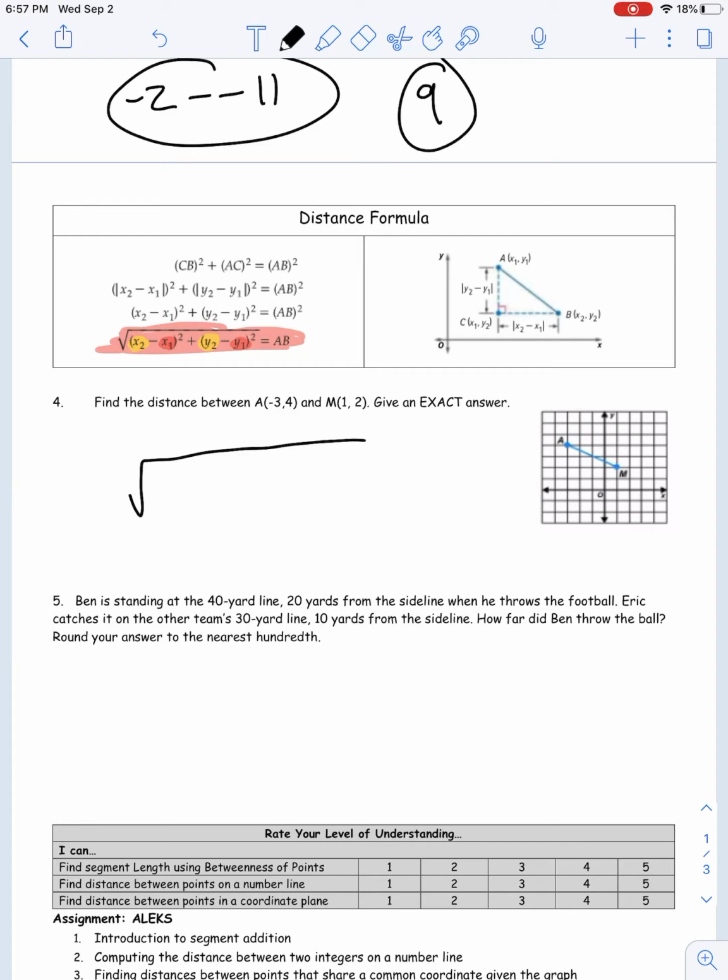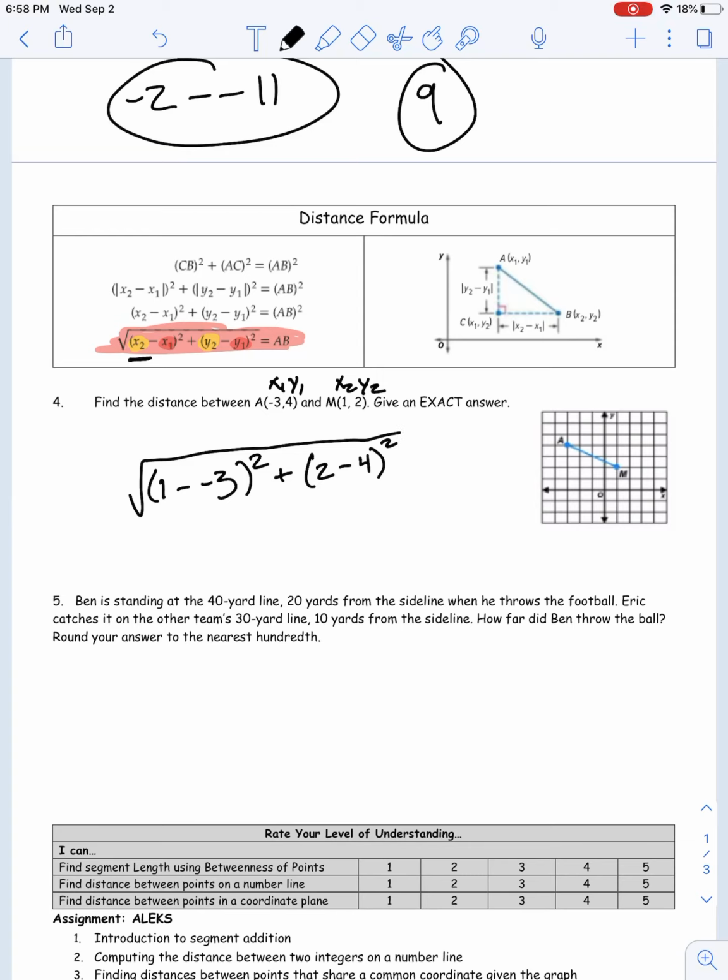So let's call these x1, y1, x2, y2, and we're just going to plug them in. I'm starting here. What was my x2? Well, it was 1. I'm putting it in parentheses. Minus x1, which was negative 3. Make sure you do the negative 3. Square it. Plus, our y2 was 2. Minus our y1, which was 4. Make sure you square it.